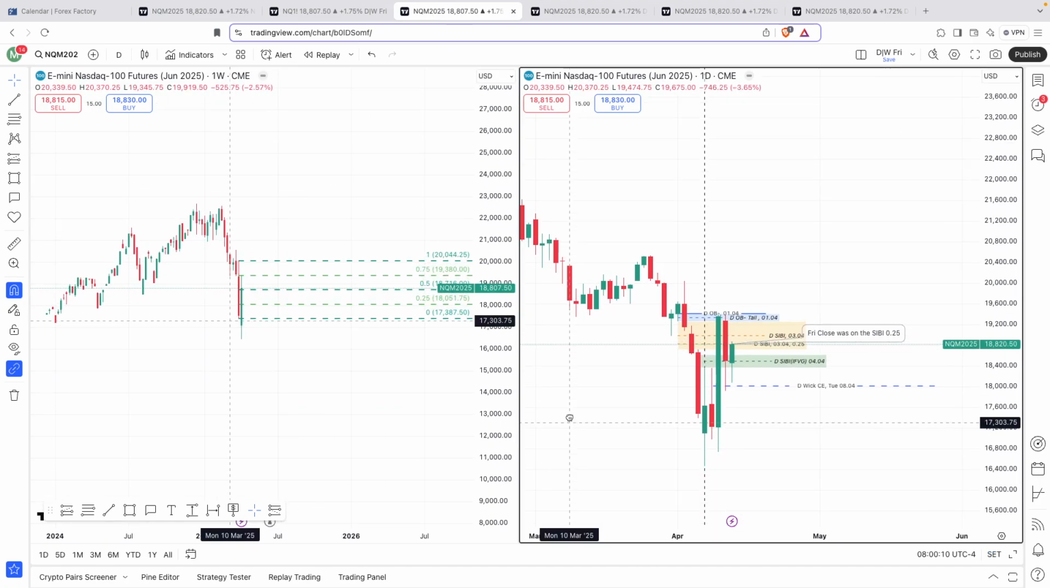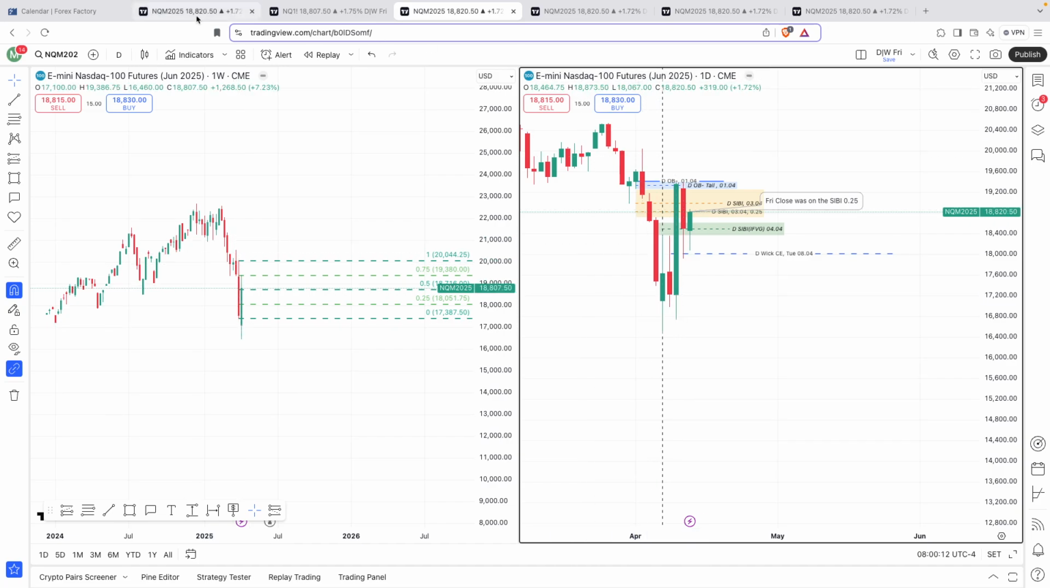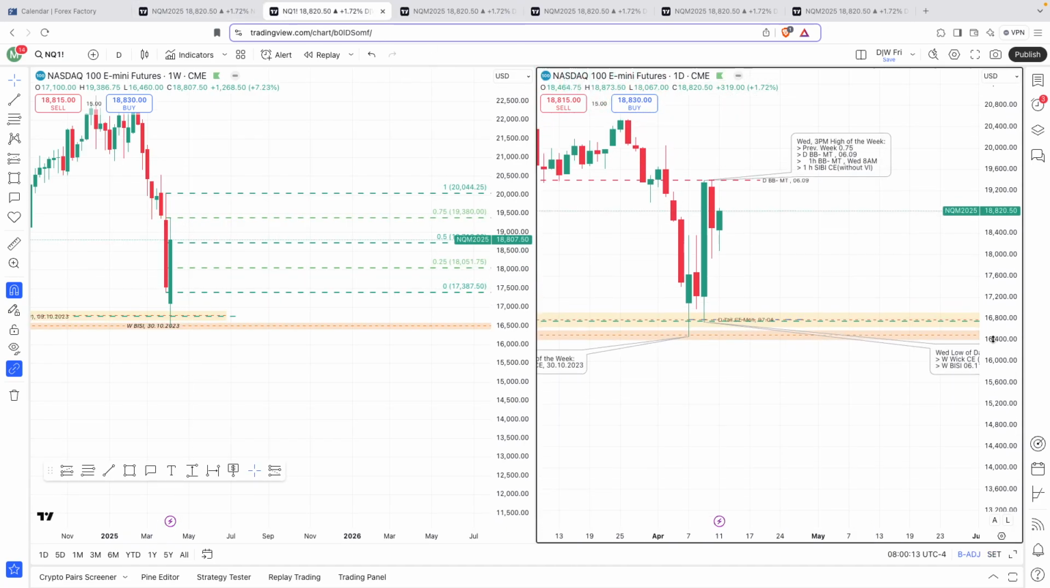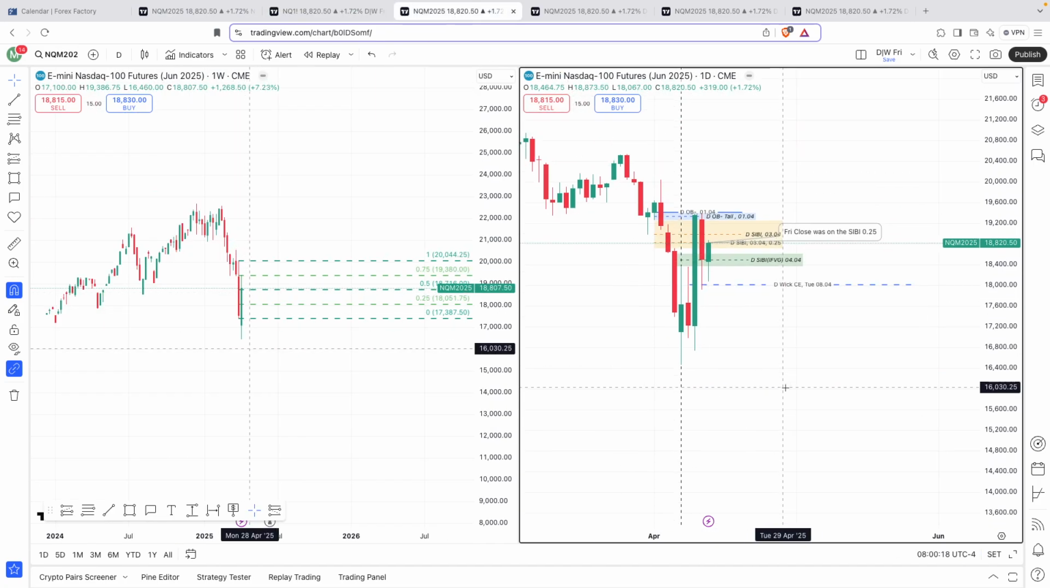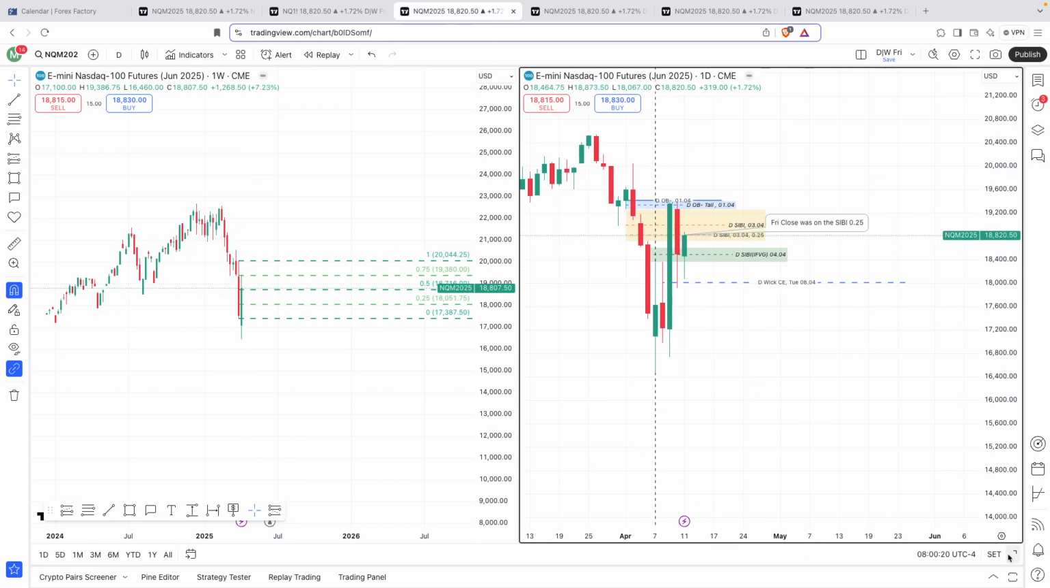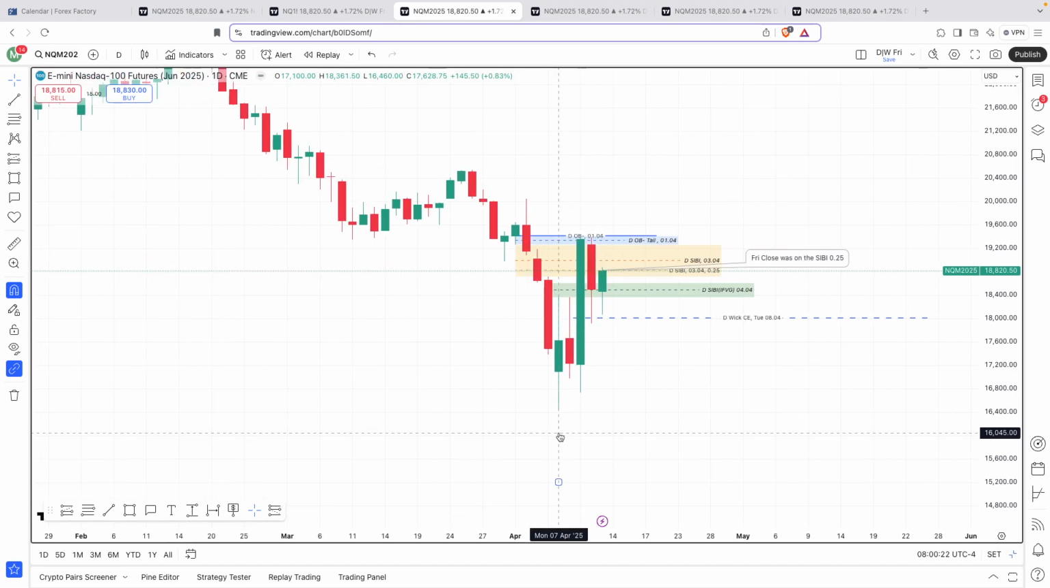Now I will show how it looks on the June contract. So this is pretty much the same. I just used the continuous contracts to see more price action. But if we go on the June contract, here we notice Monday we had the move down.